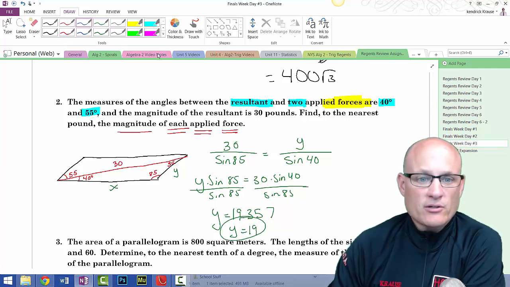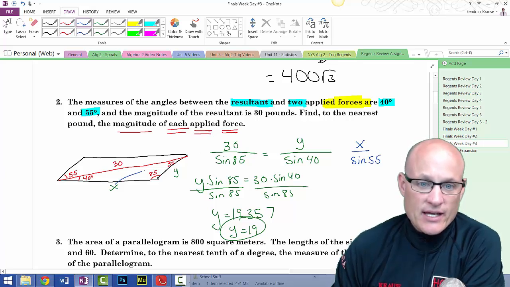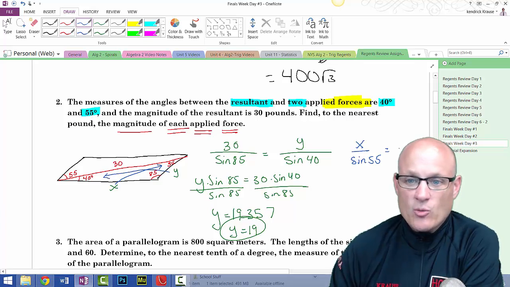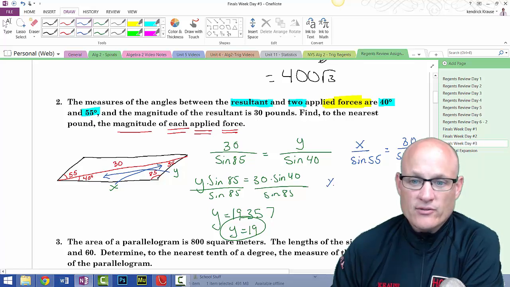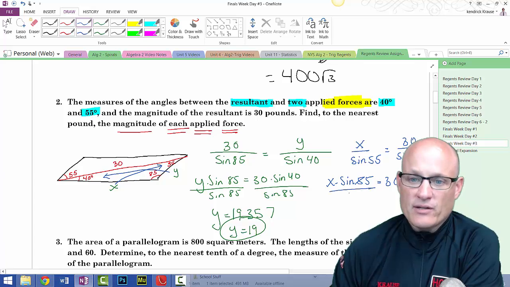Let me grab a different color. X over the sine of 55. Notice it's always the side and the angle opposite, or the side and the angle opposite. And always go back to the one that you were given. The one we were given was the 30 over the sine of 85. So x times the sine of 85 equals 30 times the sine of 55. And then we divide by sine of 85.